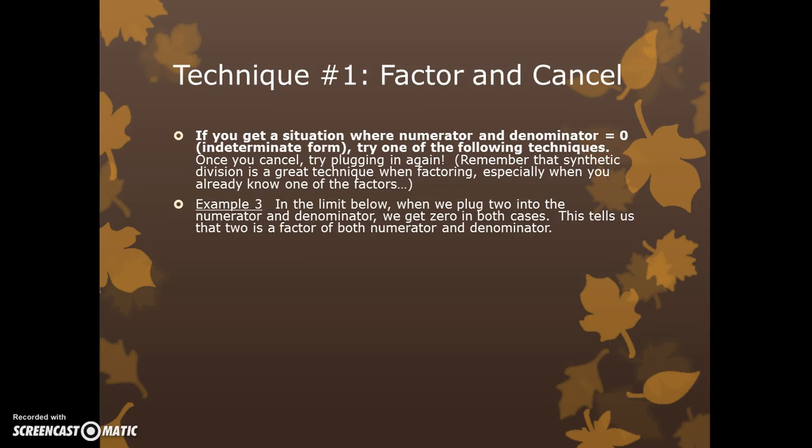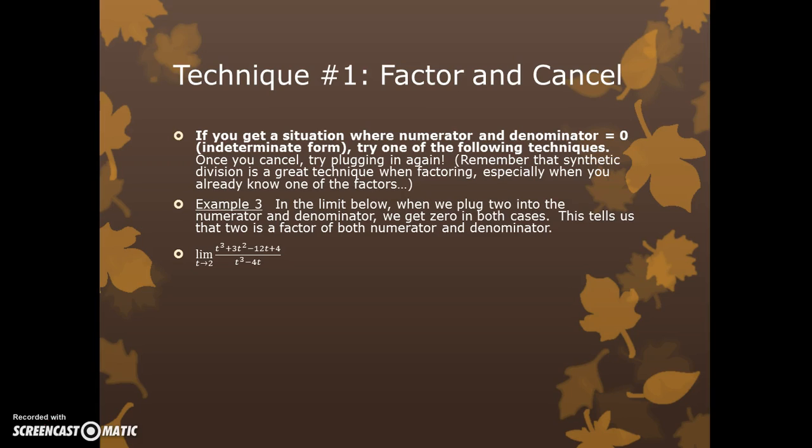Here's an example from the reading. In the limit below, when we plug 2 into the numerator and denominator, we're going to get 0 in both cases, and I'll let you pause the video if you're not convinced, and you can see that that's the case. This tells us that 2 is a root of both the numerator and the denominator, and particularly t minus 2 is a factor of both the numerator and denominator.